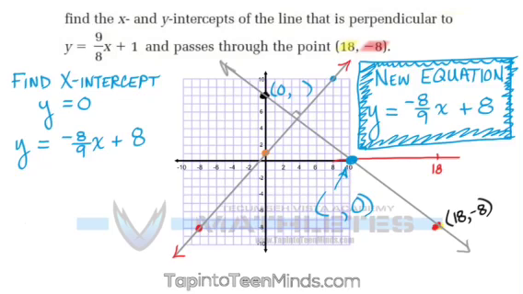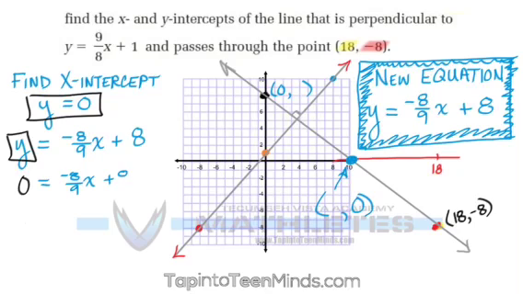So here's our equation. We're going to sub that in for y, and we get 0 is equal to negative 8 over 9 x plus 8. And then we can solve for x. In this case, I've chosen to take the y-intercept and flip it to the other side by subtracting 8 on both sides. And now I need to isolate x by getting rid of this negative 8 over 9. I could do it in 2 steps, or I can do it all in once.